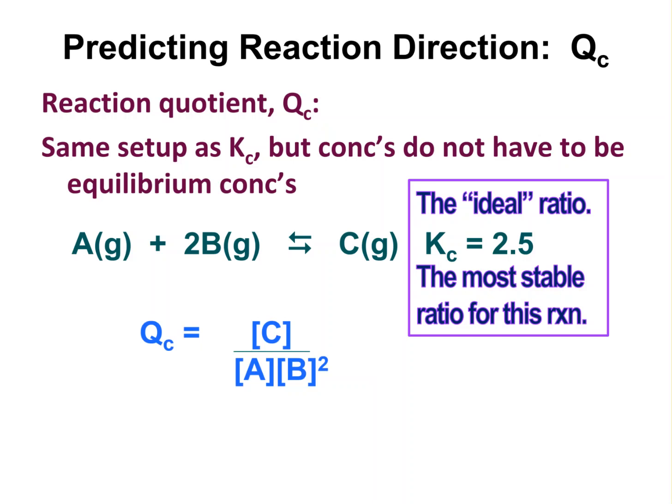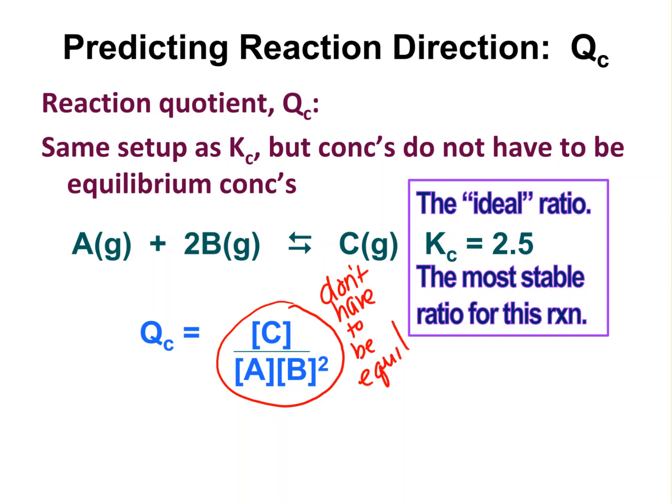Okay, QC is the same thing, except these concentrations don't have to be at equilibrium. It's just a gauge to see where you're at. It's a gauge to say, oh wait, the ratio's wrong, I need more products. The reaction will shift, or will react, to give you more products.